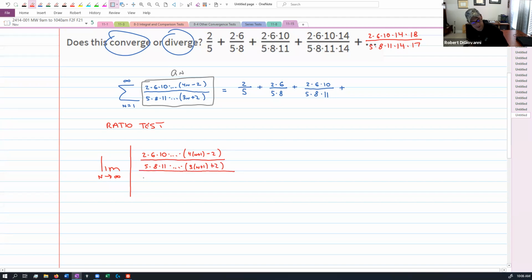And then all over a sub n, 2 times 6 times 10 times ... 4n minus 2 over 5 times 8 times 11 times ... 3n plus 2. Absolute value. Whoa, that is crazy looking, right?